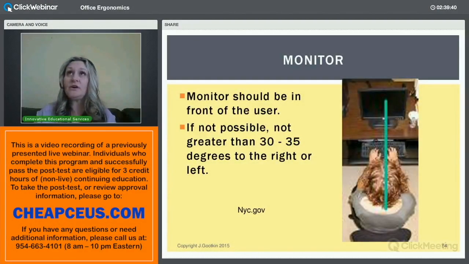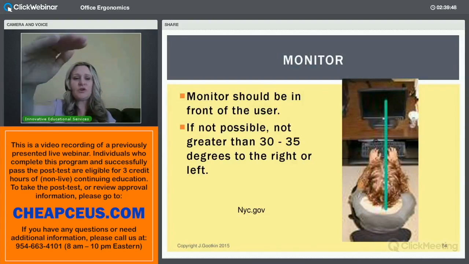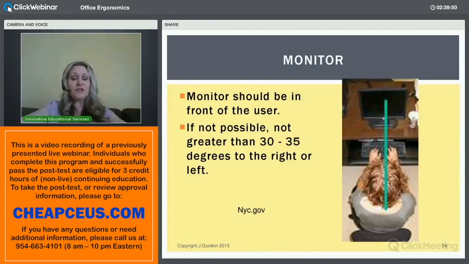Looking at the monitor height, it should be set so that when the individual is looking straight at the monitor, it is centered in front of them, and they shouldn't have to turn more than 35 degrees to the right or the left in order to scan the entire monitor.